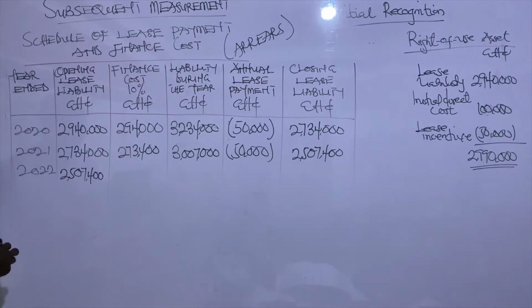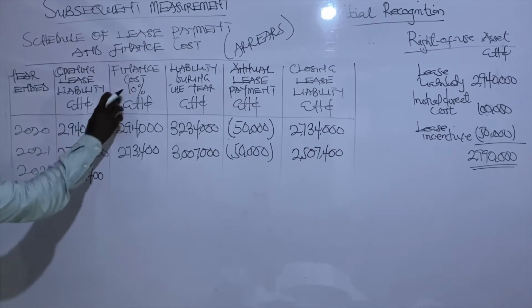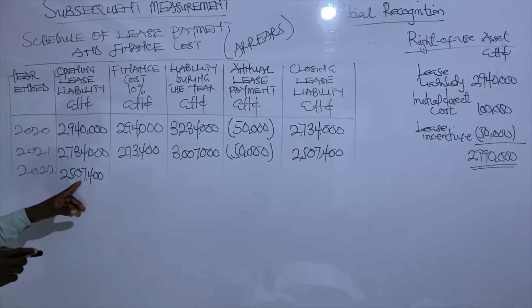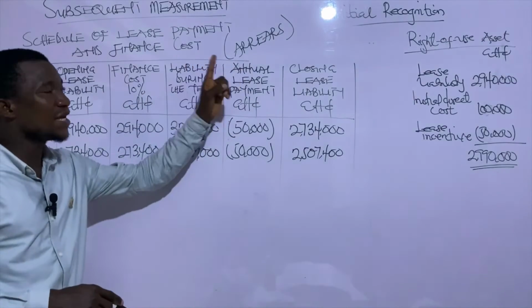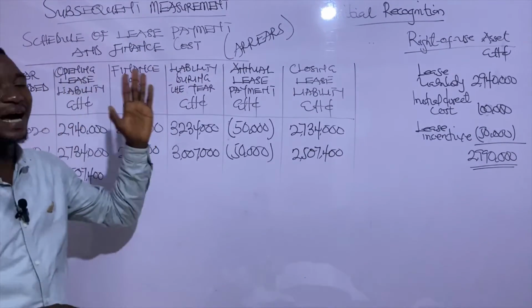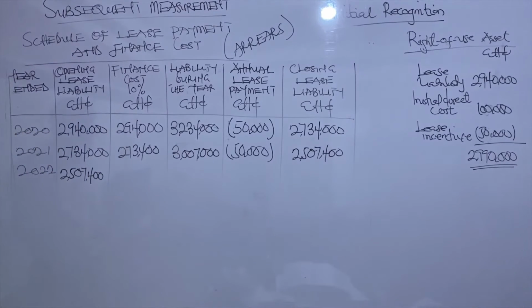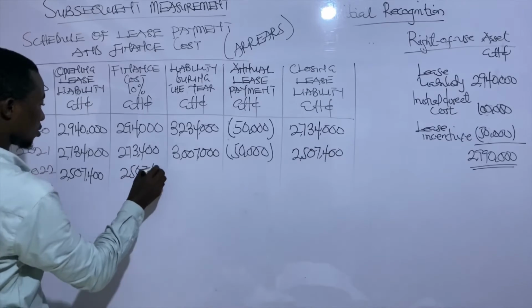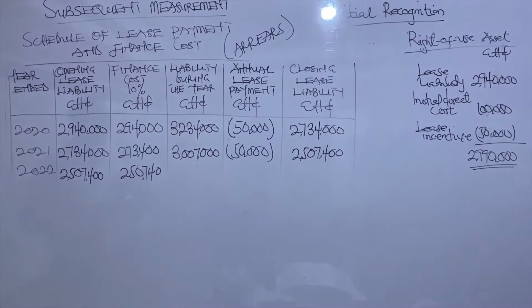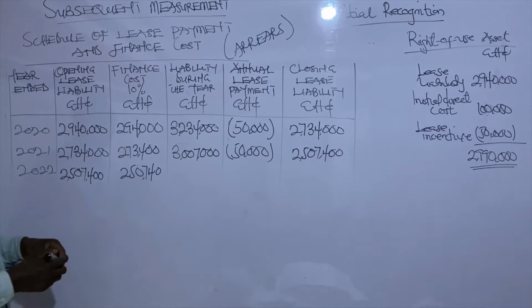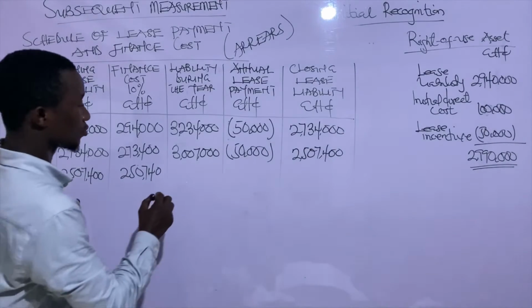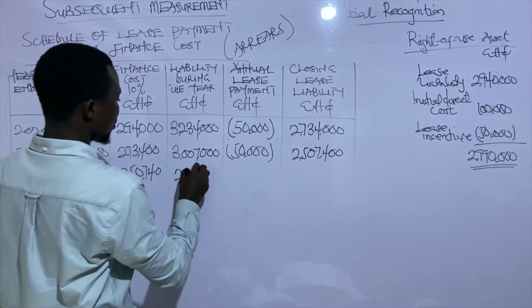So we have 2,507,400. Is this clear? The next thing to do is to apply the finance cost on the opening liability. The reason why we are applying it on the opening liability is because lease payments are made at the end of the financial year. That is, lease payments are made in arrears. Is that okay? Good. When we apply the 10%, we arrive at 250,740. Is that okay? Good. So we just add the finance cost to the opening liability and we arrive at a figure of 2,758,140.